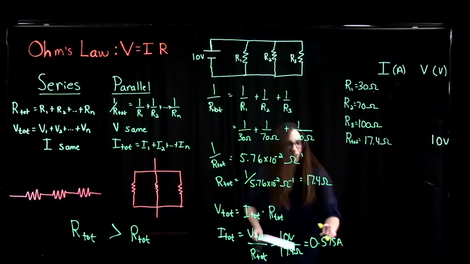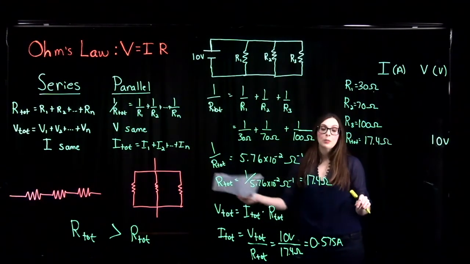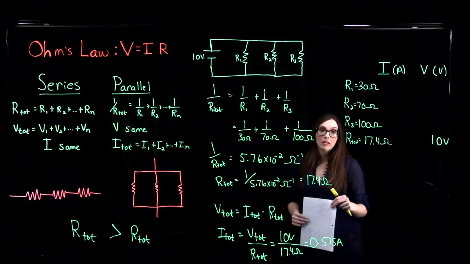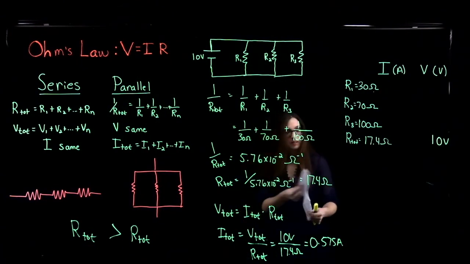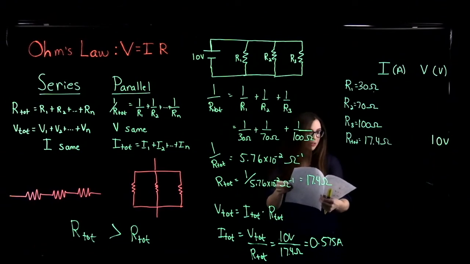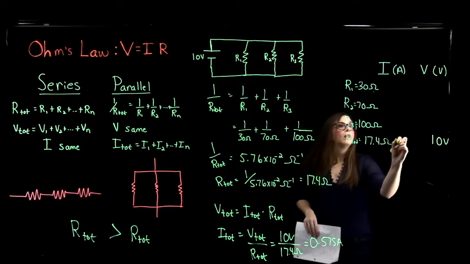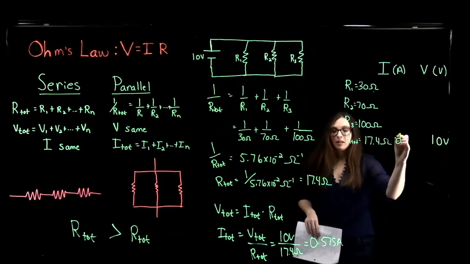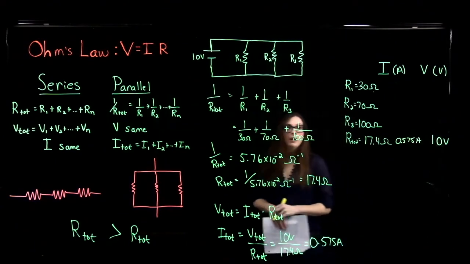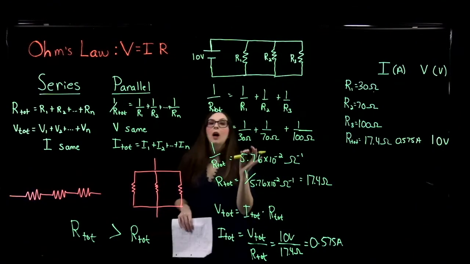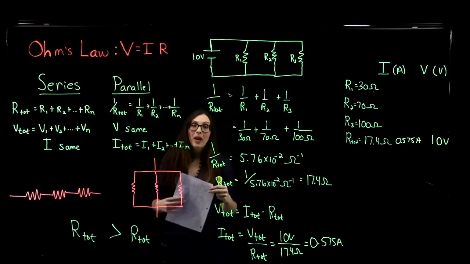0.575 amperes. And that was bigger than what we had in our previous problem where our resistors were in series. The current was much less than this. Actually, the current was less than this by almost a factor of 10. So the total current in this circuit is 0.575 amperes.